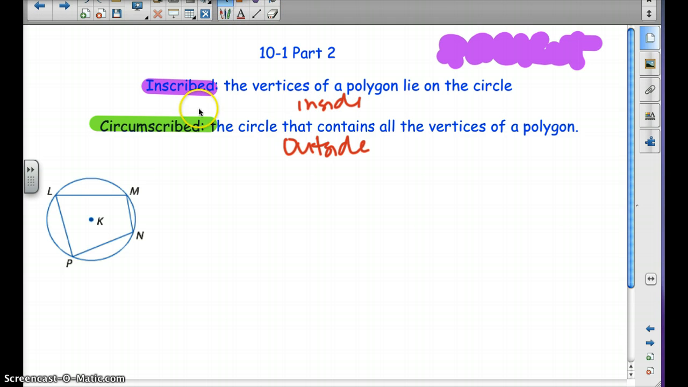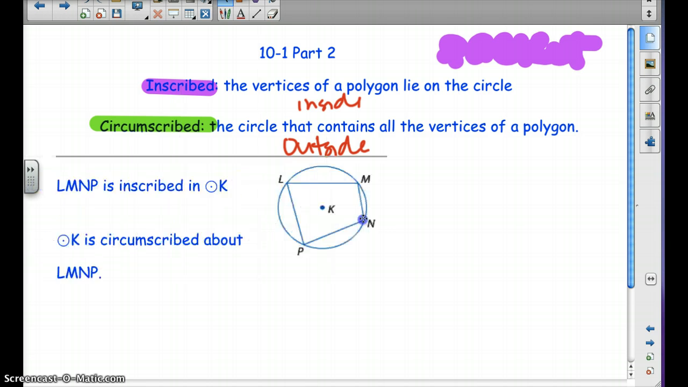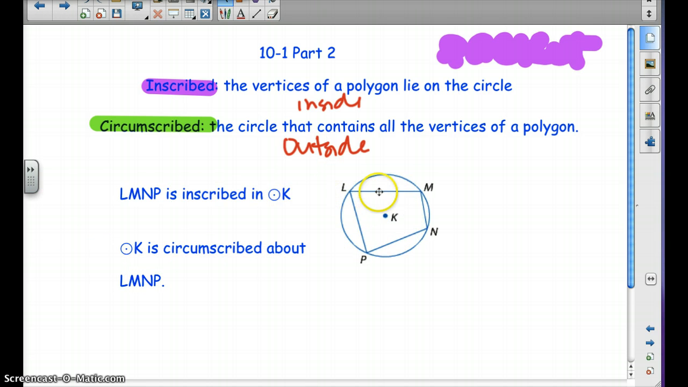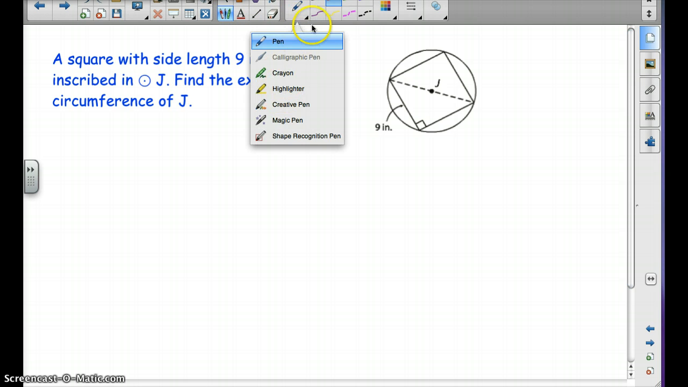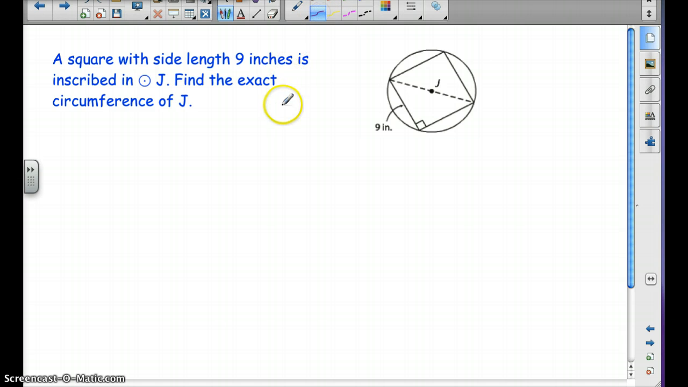All right. So here's an example, a visual cue for you. So quadrilateral LMNP, that's inscribed because it's inside circle K. And circle K is circumscribed about LMNP. So that's a visual cue for you. If you want to write this down in your packet, pause the video and please do so now. So we can use these terms to help us find circumference.